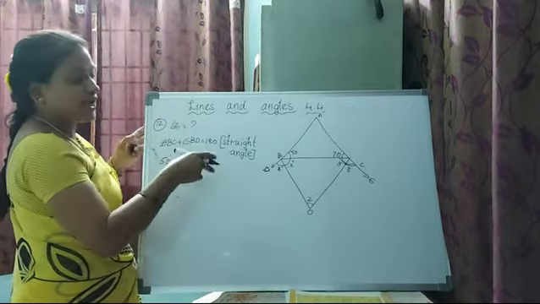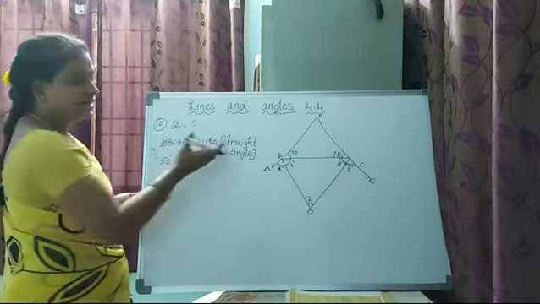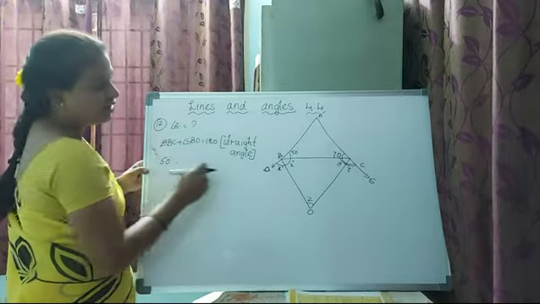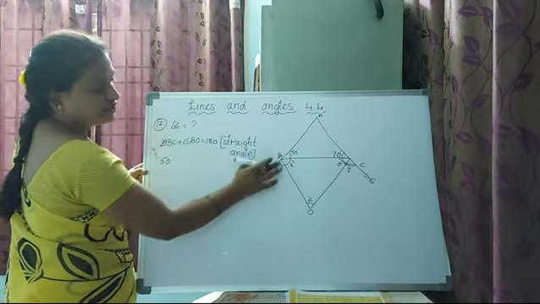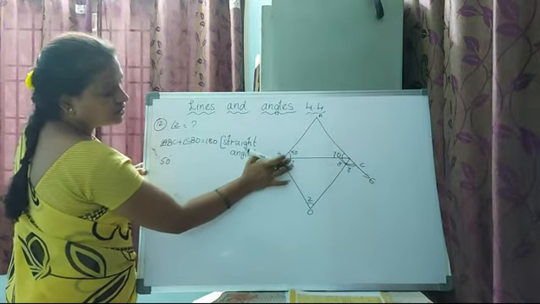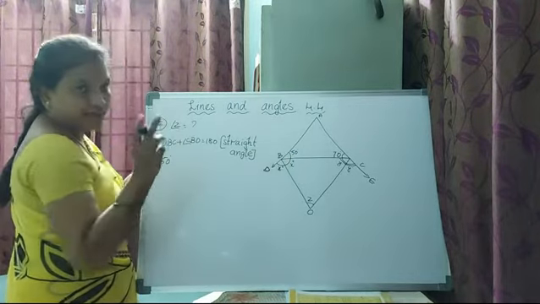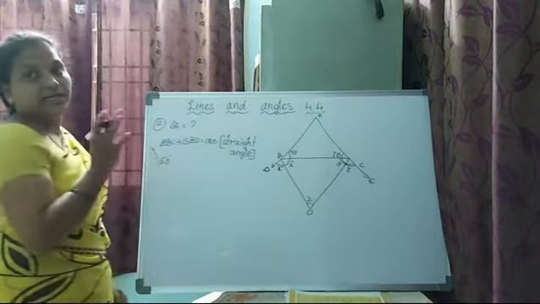If you take only these two angles, we can say that it is a linear pair. Linear pair also we can tell. But here three angles are there, but we didn't take these two. Directly we took both angles and this one. Only two angles we took. We can say linear pair also.